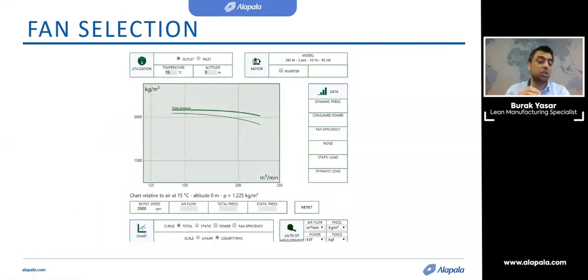Okay. This is the 90 kilowatt, 3000 RPM fan airflow and pressure chart without the VFD device.